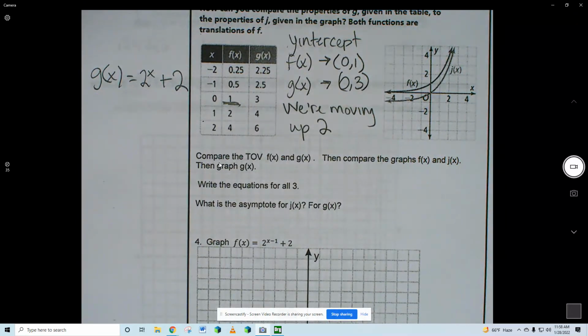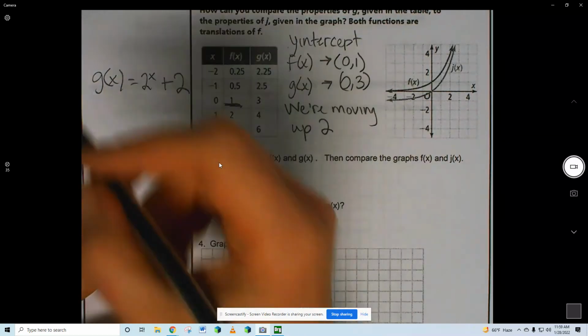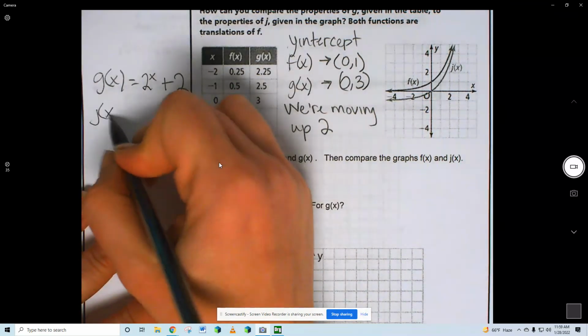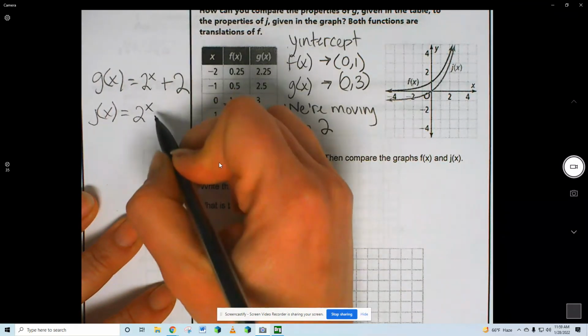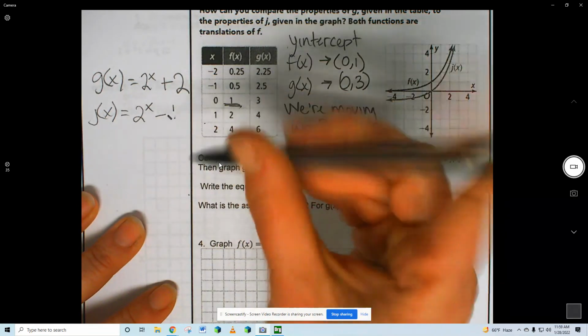But what happened with j of x? Here's j. If f of x is where my pencil is, the parent function, what did I do to get j? What kind of movement to get to this j, now lower? J is not written on my table of values, so I have to just look. Down what? Down 1. That's going to be a minus 1 for my k. J of x is the parent function minus 1.